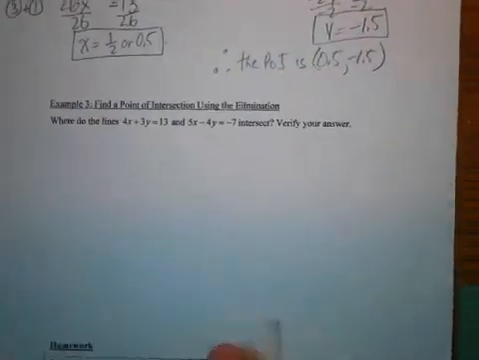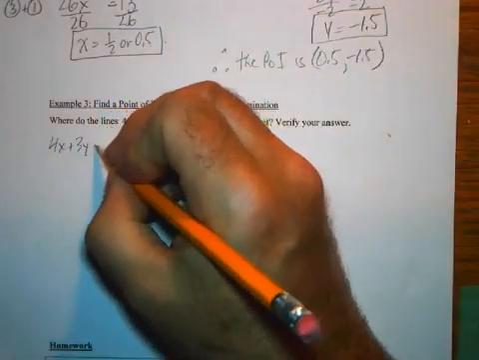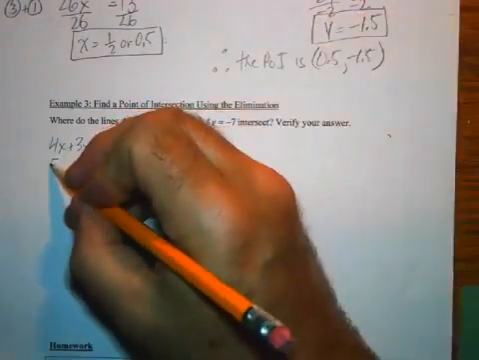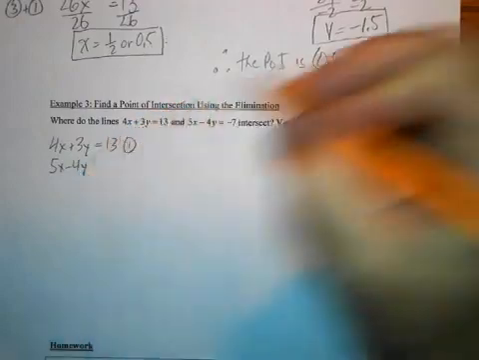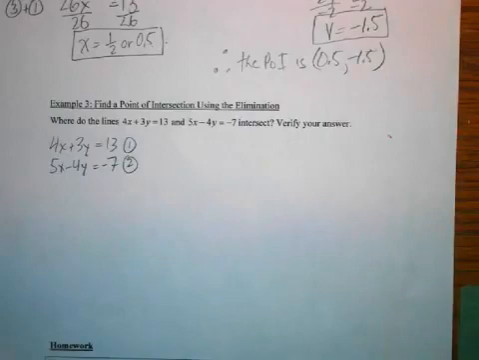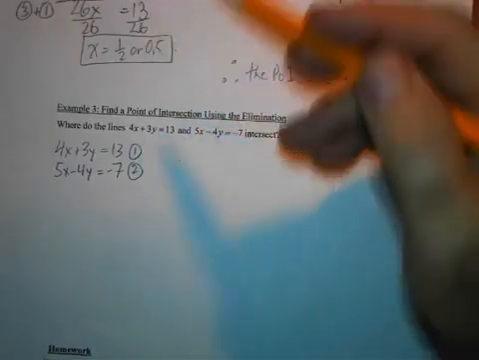So again, I'm going to line these up, one above the other. 4x plus 3y equals 13. Equation 1. 5x minus 4y equals -7. Equation 2. Okay, so let's pretend we don't know this is the worst case. Let's discover it for ourselves.